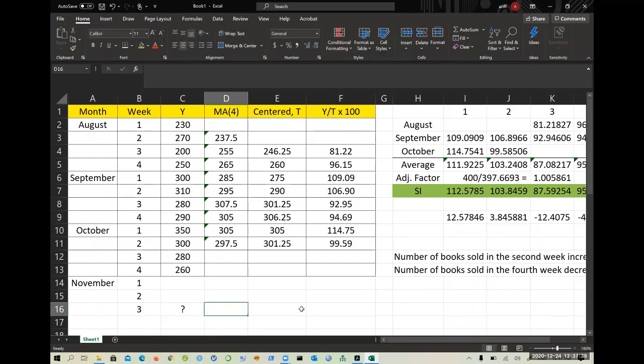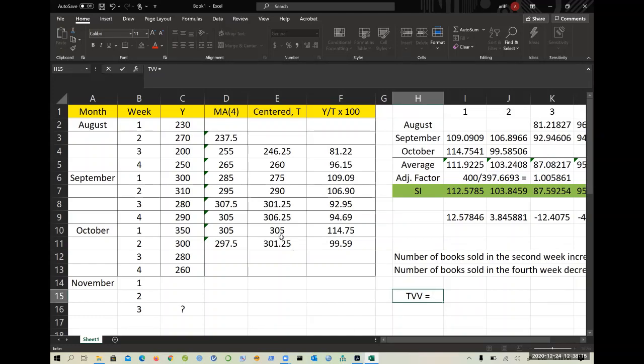Okay, the question is that, right? So what is the value of y in the future? The value of y in the third week of November, right? So the process is, first you need to calculate the TVV. Remember, TVV is equal to the last trend value minus the first trend value, and then divided by n-1.